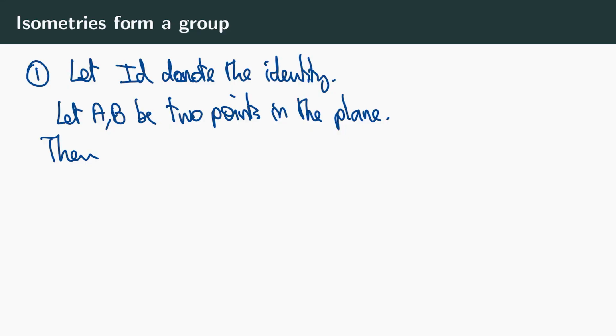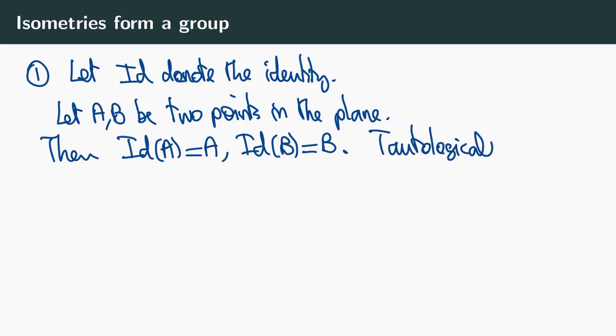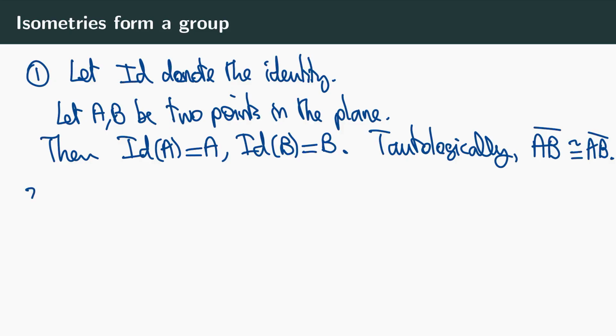So this is straightforward to check. We look at id of A is A, id of B is B, and then tautologically, the segment AB is congruent to AB, right? So this was kind of silly. We didn't even need to write anything. This was a ridiculous thing to check, but I'm checking it just to make sure that we cross every T and dot every I. Okay, so 2 is on the homework.